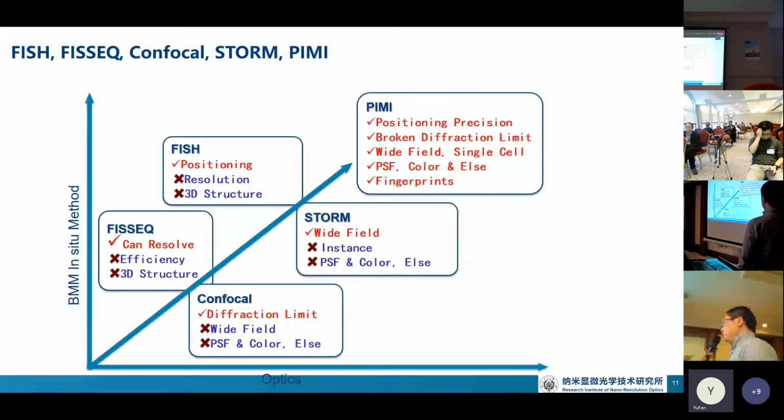For optical super resolution, there are already quite a few techniques which are well established, but each of them has certain limitations. We proposed a new technique which is called PIMI, and we have published quite a few papers on this, and now we are applying this technique toward applications.